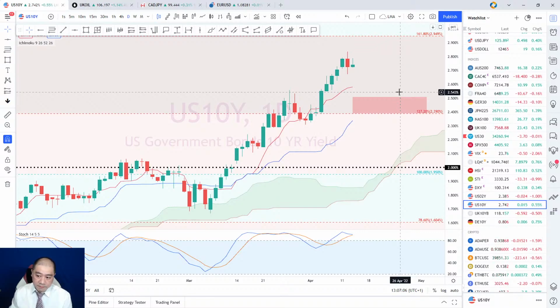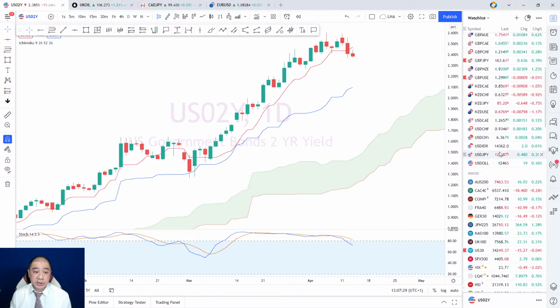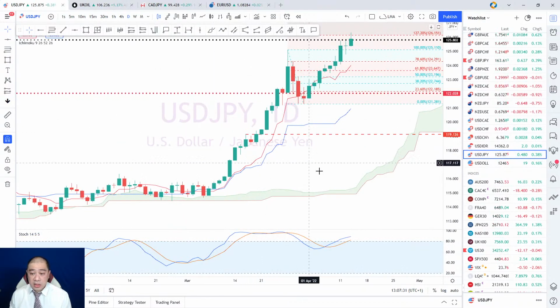But the 2-year yield is actually back below the 10-year yield. So I think in terms of short-term momentum, we are losing a little bit of momentum. We might be due for a little bit of a correction. Whether it's going to happen tonight or tomorrow or maybe Monday, we don't know yet. Okay, but that's the thing. You need to be cautious about a potential correction happening in the US dollar.